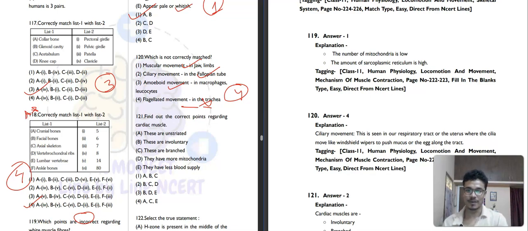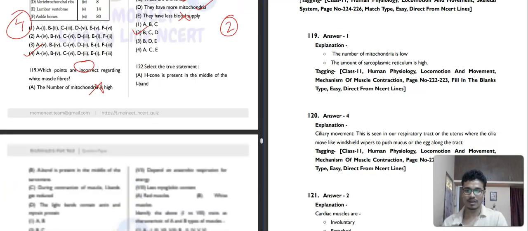Then 121. Find out the correct points regarding cardiac muscle. They are unstriated? No, they are striated. They are involuntary, correct. They are branched, correct. And then they have more mitochondria, correct. They have less blood supply? They have a very rich amount of blood supply, your heart. So the second option is our correct answer.